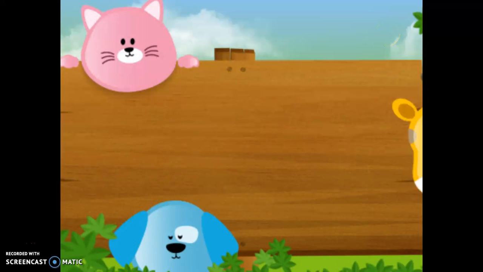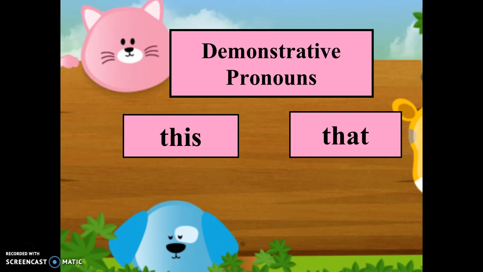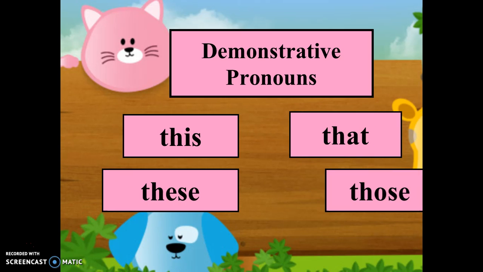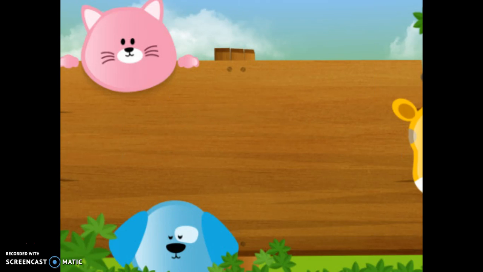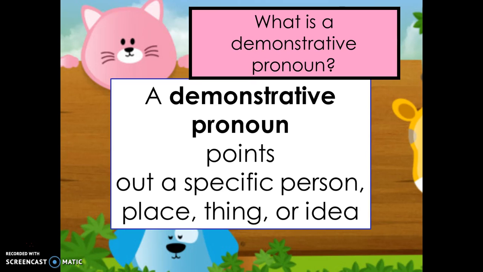Today, we will learn about demonstrative pronouns. What are demonstrative pronouns? The demonstrative pronouns are this, that, these, and those. These pronouns can indicate items in space or time, and they can be either singular or plural. What is a demonstrative pronoun? A demonstrative pronoun points out a specific person, place, thing, or idea.